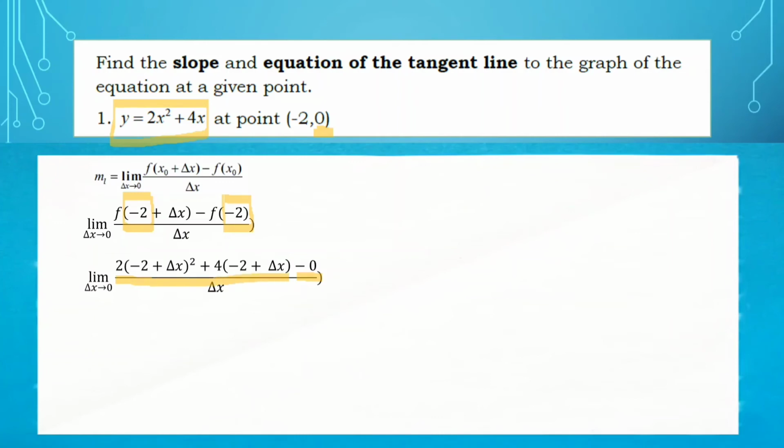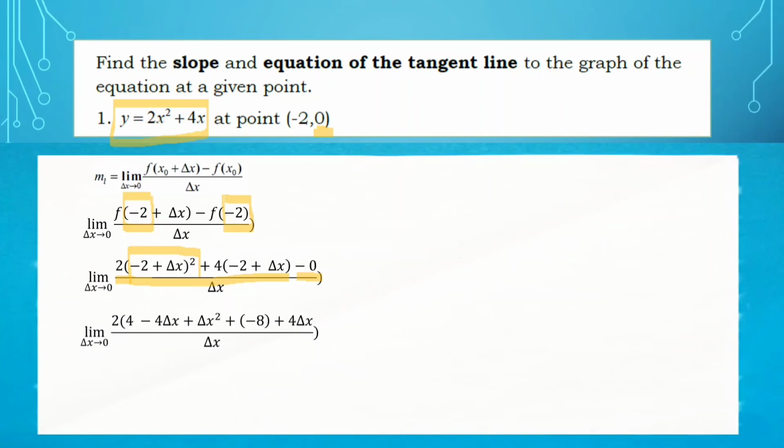Okay, so we are now ready to simplify our 2x squared plus 4x. First, we simplify negative 2 plus change of x squared. The answer is 4 minus 4 change of x plus change of x squared. That is the result. Then we have to simplify: negative 4 times negative 2 is negative 8, and negative 4 times change of x is 4 change of x, all over change of x. So we have simplified our numerator already.